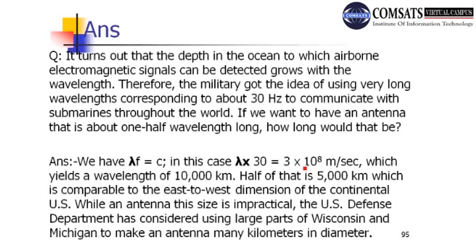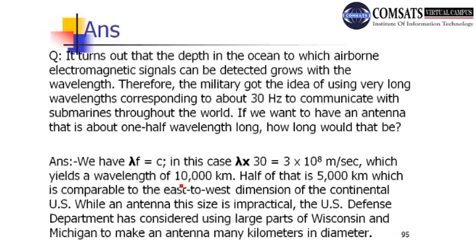But we will be using the same concepts, same formulas. As we know, we have the relationship between frequency, wavelength and velocity, that is C is equal to F lambda. In this case, the velocity of light is 3 into 10 raised to the power 8 meter per second, and 30 hertz is the given frequency, and here we will be able to find the wavelength, that is 10,000 kilometers.